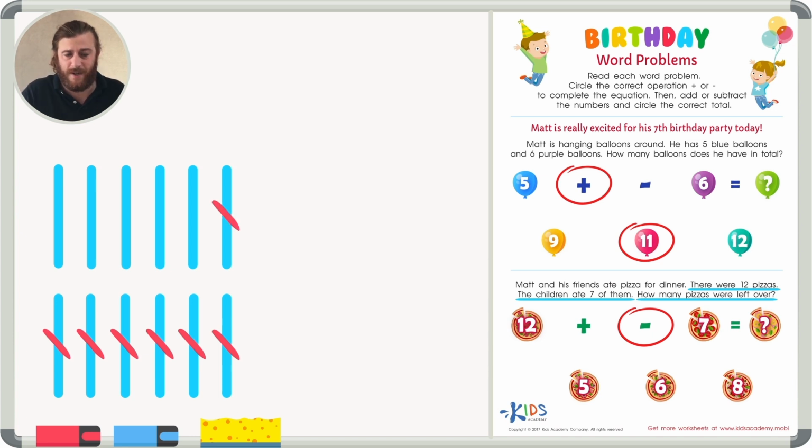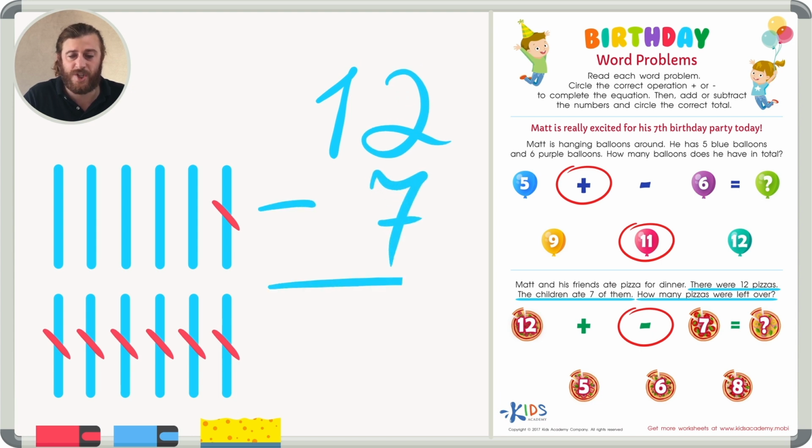So how many pizzas are left over? 1, 2, 3, 4, 5 pizzas left over. So I think the answer is 5. 12 minus 7 equals 5. But let's write that, 12 minus 7, and use our strategy of counting back to see if 12 minus 7 really equals 5. 12, remember, don't count 12. 11, 10, 9, 8, 7. I have 5 fingers up. 12 minus 7 is 5.